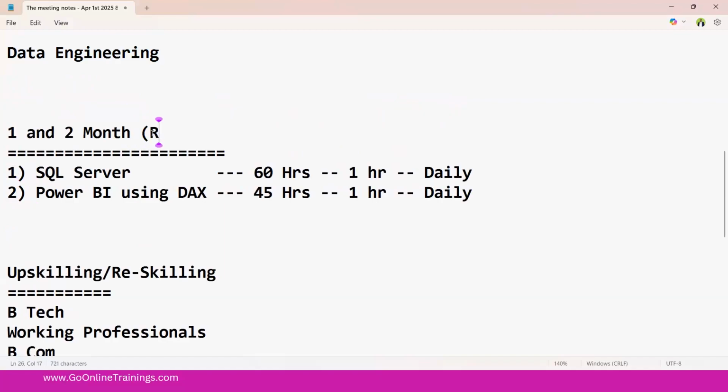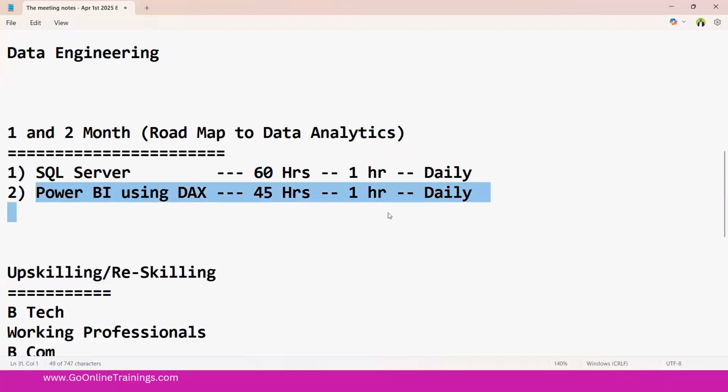So this is the roadmap. Okay, roadmap to what? Data analytics. So you need to practice SQL, it is very, very mandatory. First and second month, daily one video, which means 30 days, 30 videos, and the next 30 days, 30 videos. Power BI also. So you can complete this one and that one.